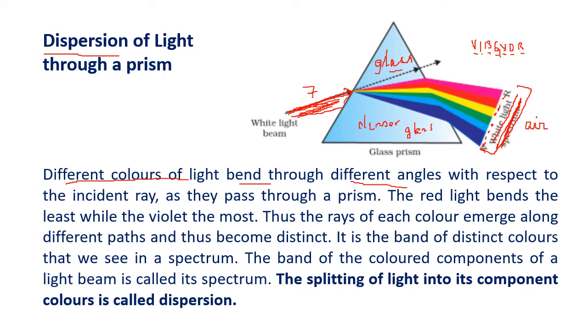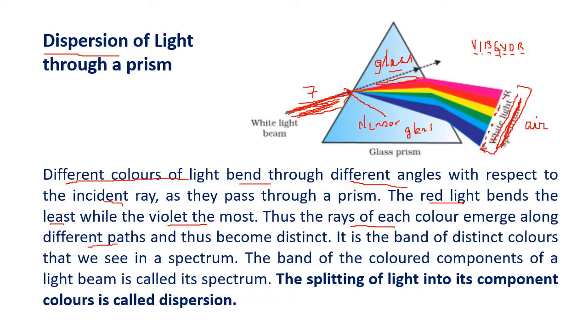So when the incident ray passes through a prism, you can see the red light bends the least. You can see the bending here. This light was coming like this. Violet has bent maximum and red has bent minimum. Red has bent minimum and violet has bent the most. So rays of each color take different paths.